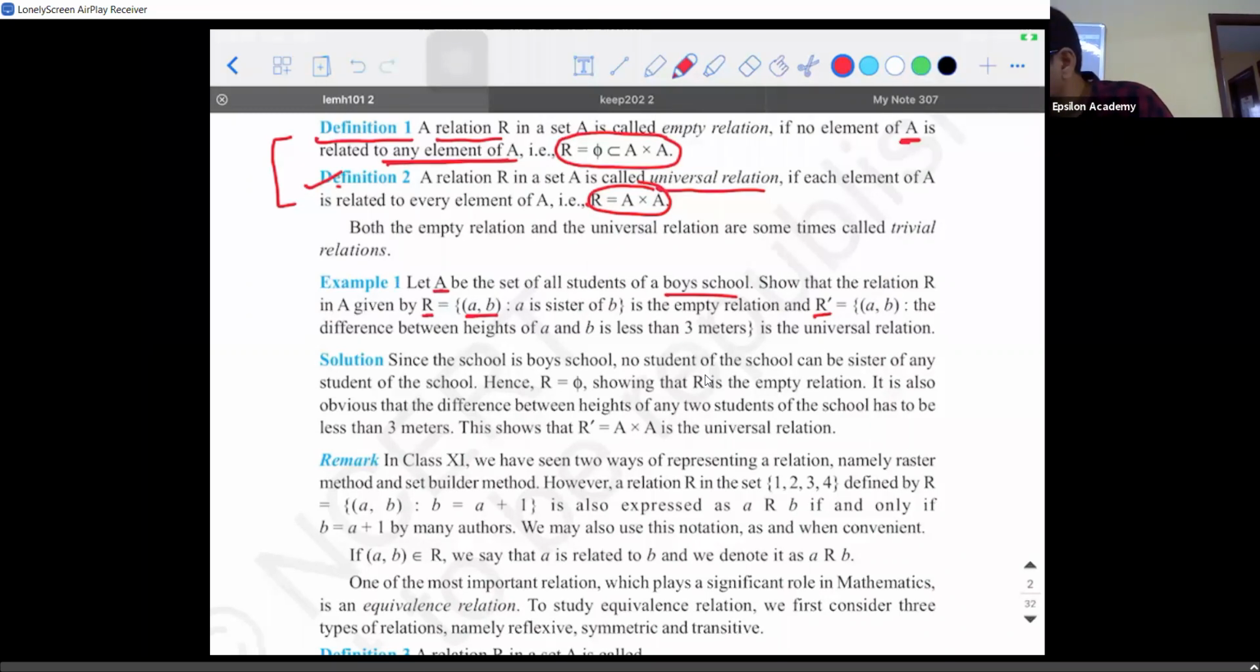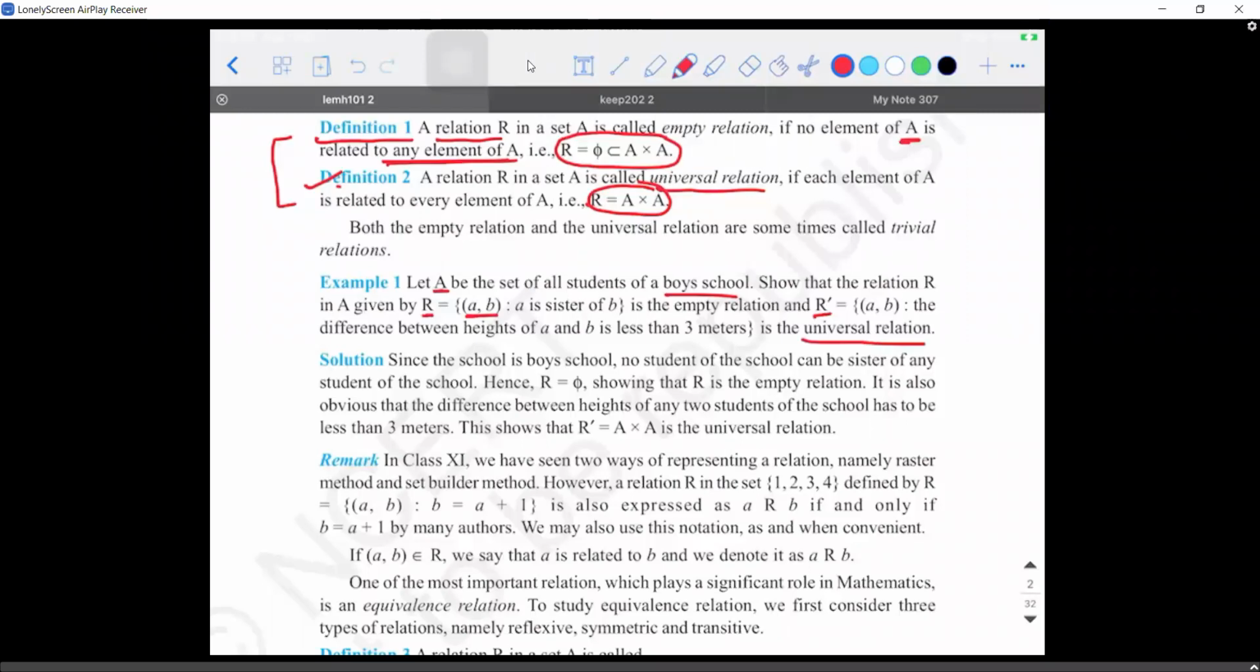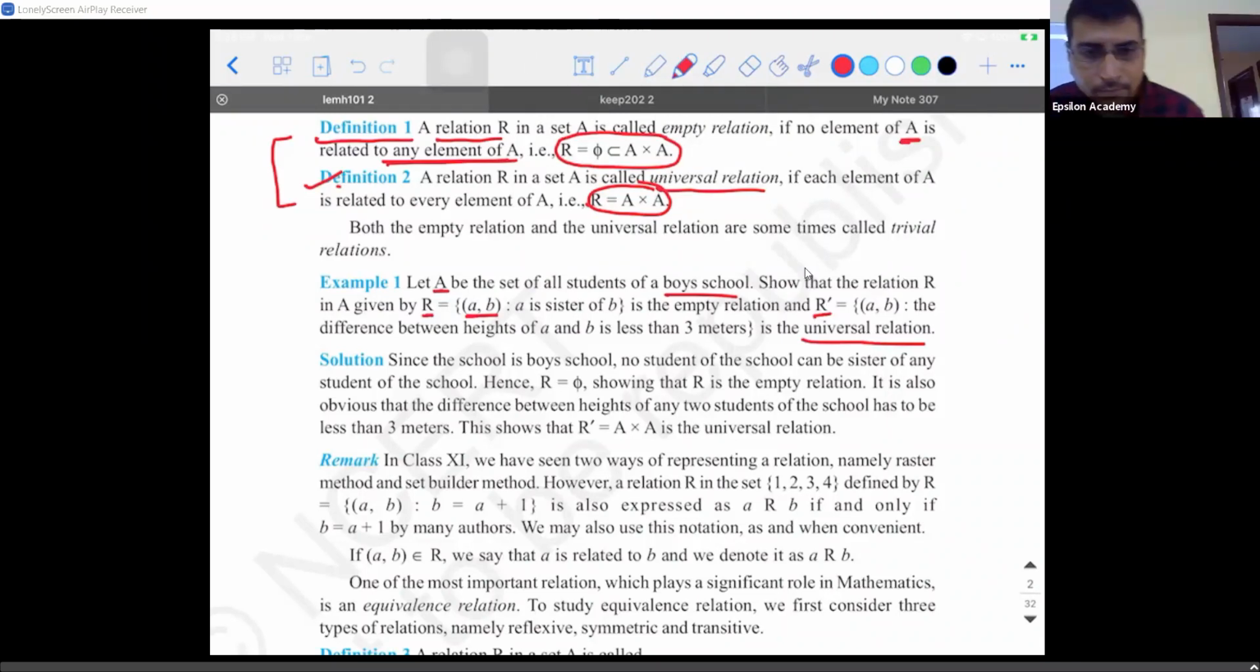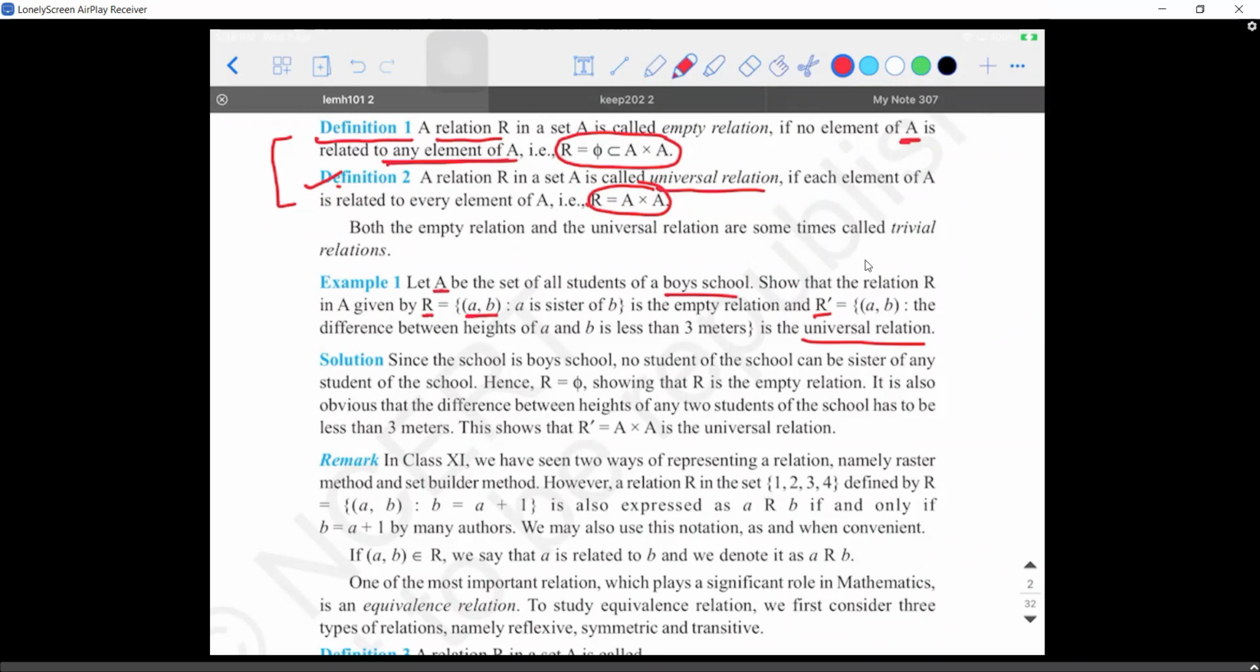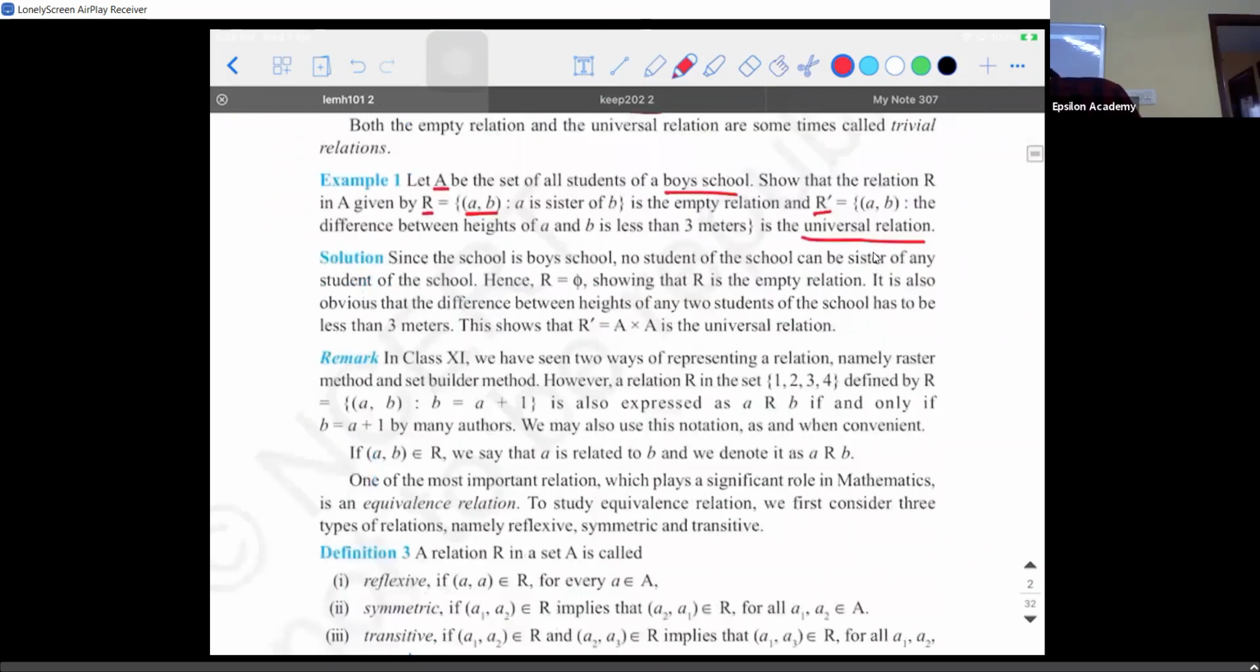Is this example clear? Students on the other side, is this clear? Clear, sir. Ankit? Yes, sir. Ananya? Clear? Yes, sir. Okay. So shall we go to the next one?